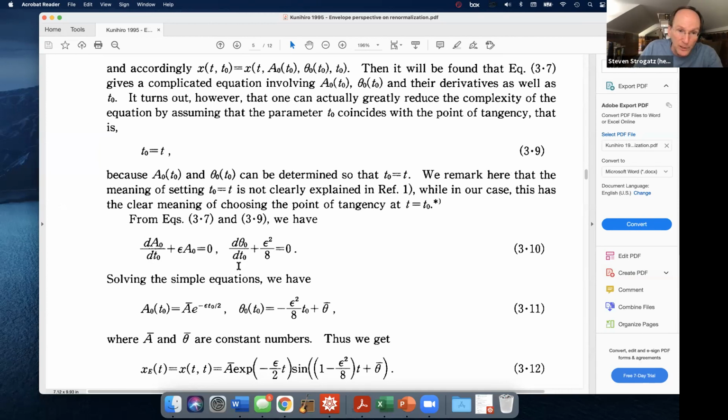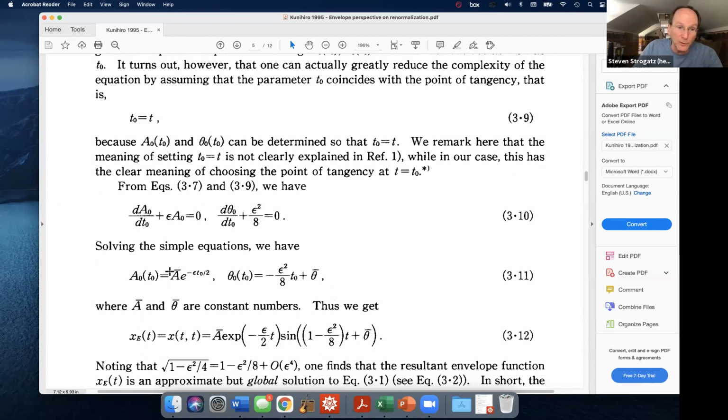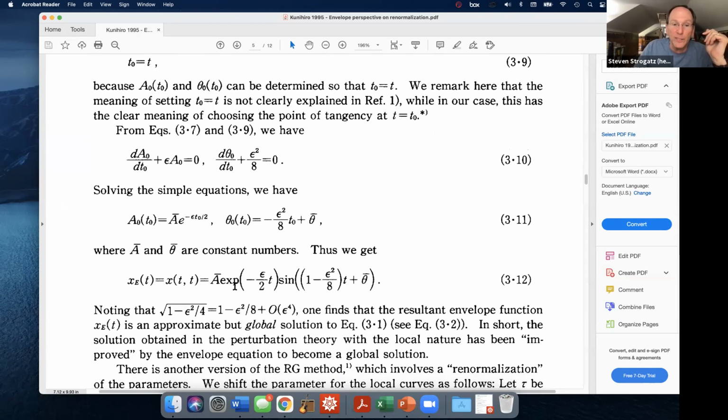But anyway, meanwhile, back to this problem, you just solve for the A0 and the theta 0 in terms of genuine constants and things that depend on time. And then you end up getting this beautiful solution here, 3.12, which has exponential decay on the amplitude like it should, and it has a corrected frequency on the sine function like it should. And it's a very good approximation to the exact solution, which involved a square root. To lowest order, this is capturing that square root up to order epsilon to the fourth.